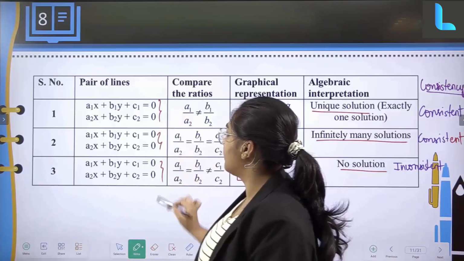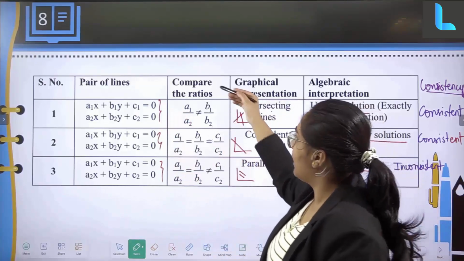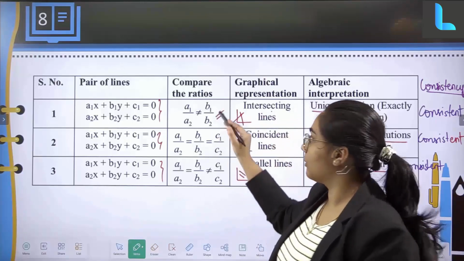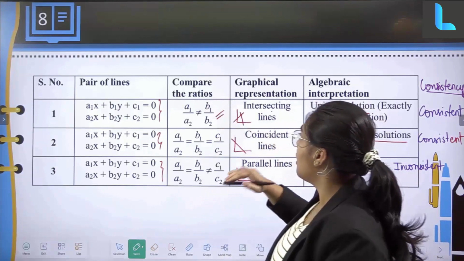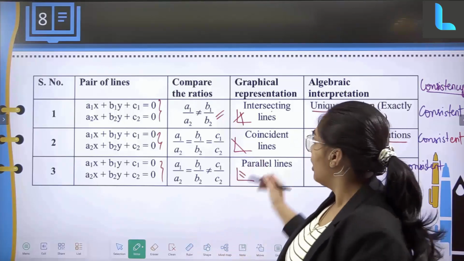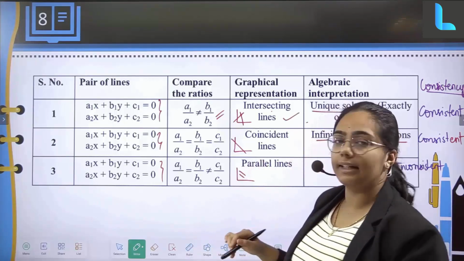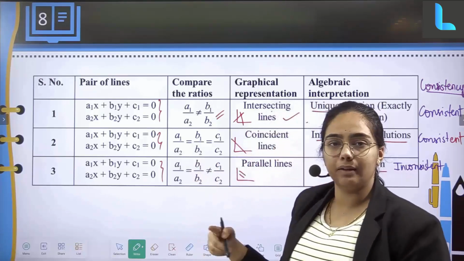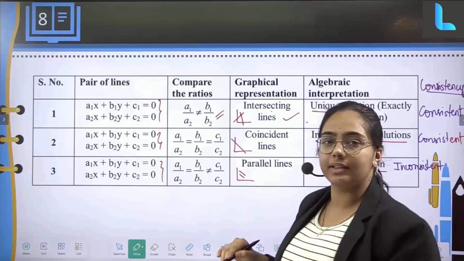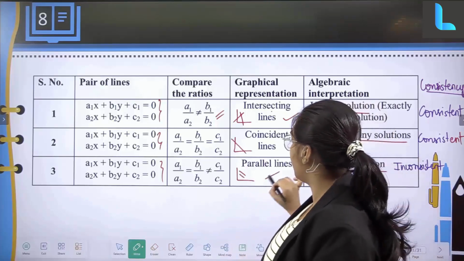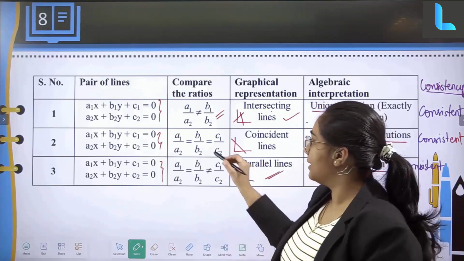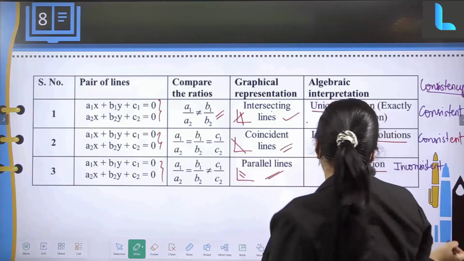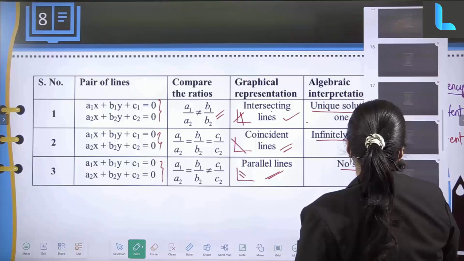So when you are comparing two different equations, and when you are comparing the ratio for the fill-ups over there, the given question was, when you are comparing this, what line is it going to have? So it is going to have an intersecting line. Similarly, if a1 upon a2 is equal to b1 upon b2, but it is not equal to c1 upon c2, then it is going to have parallel lines. Similarly, if everything is equal, then it is going to have a coincident line. Right. The next question.